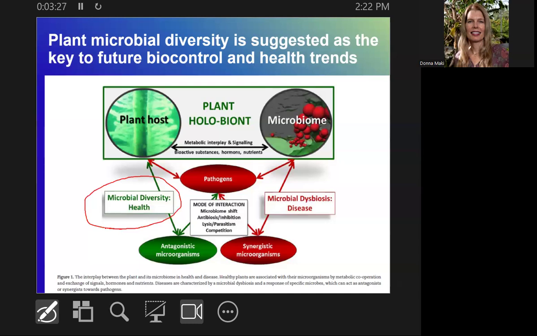This dysbiosis idea, that's if the microbes get out of balance from normal. And so if they move away from a healthy state in terms of the microbes, either the numbers of microbes might crash or the ratio of who's there might really shift quite a bit. That can cause what they call dysbiosis.